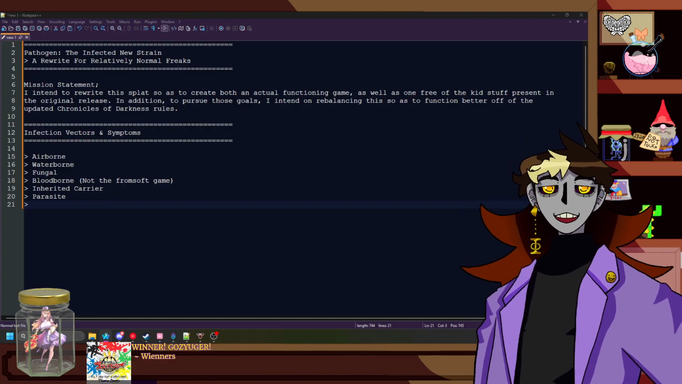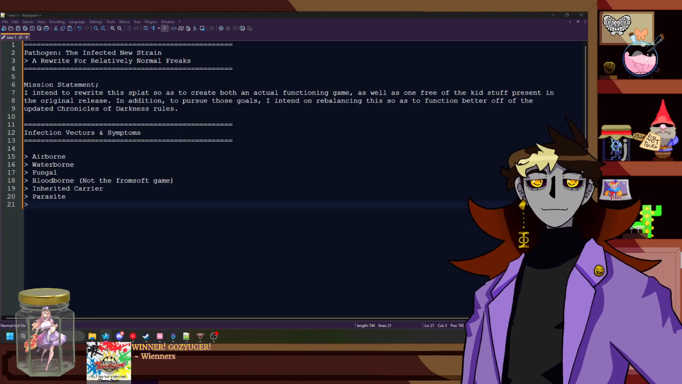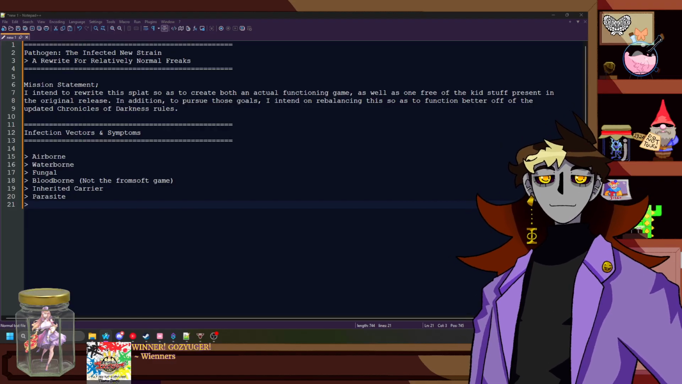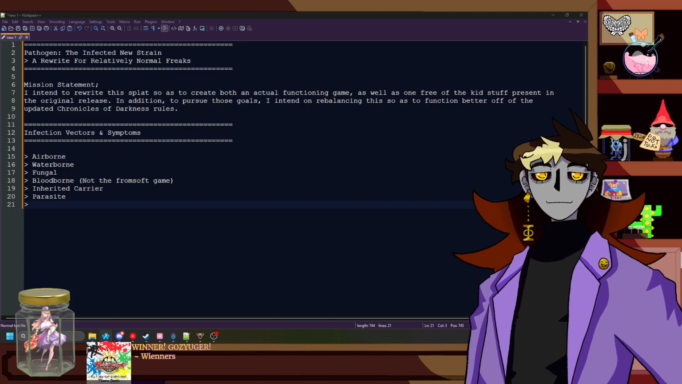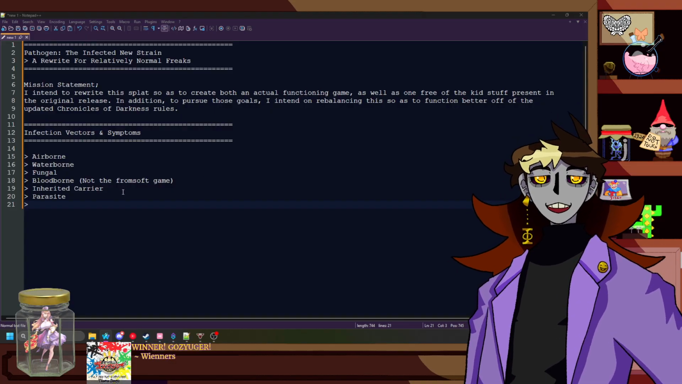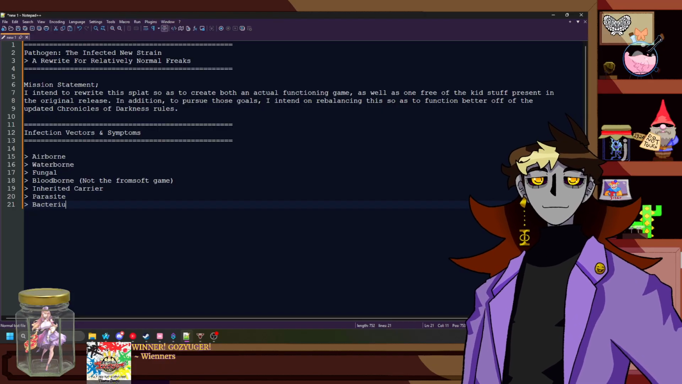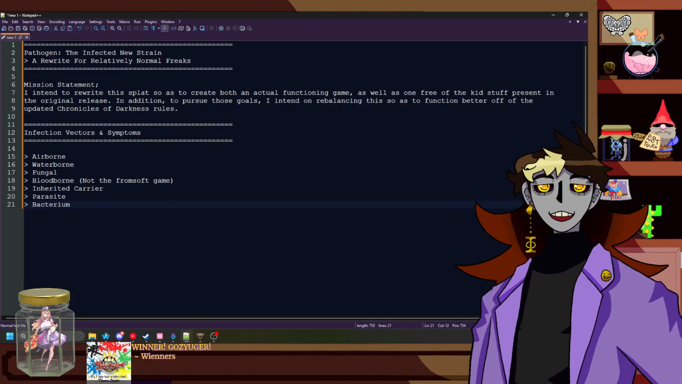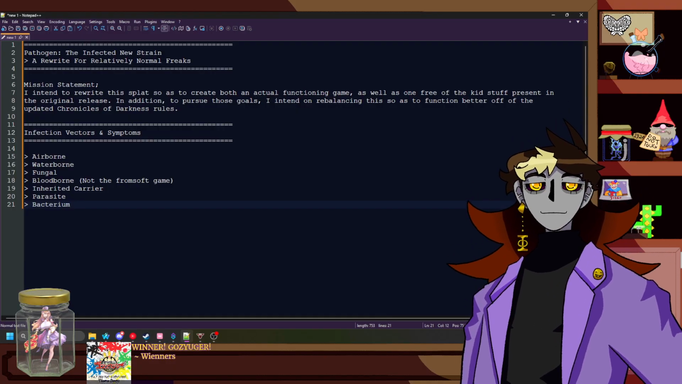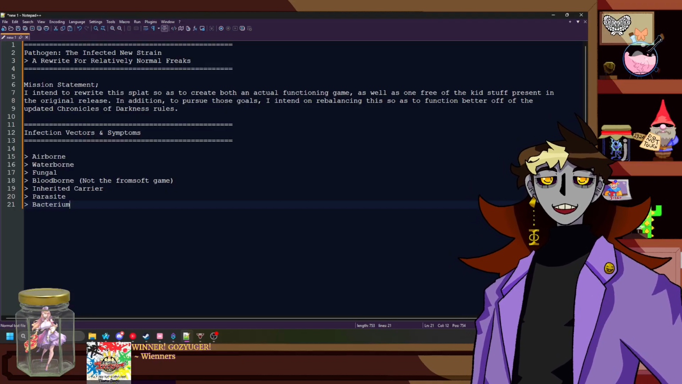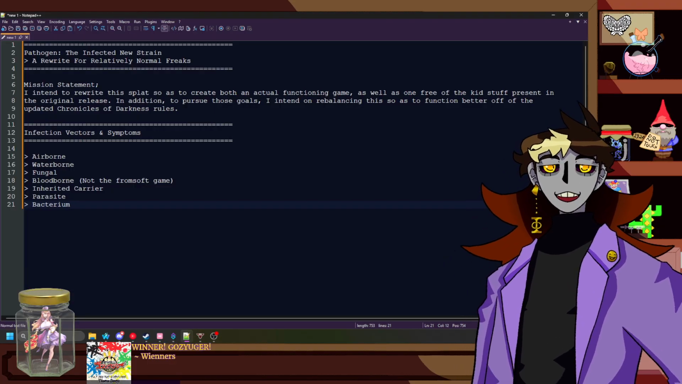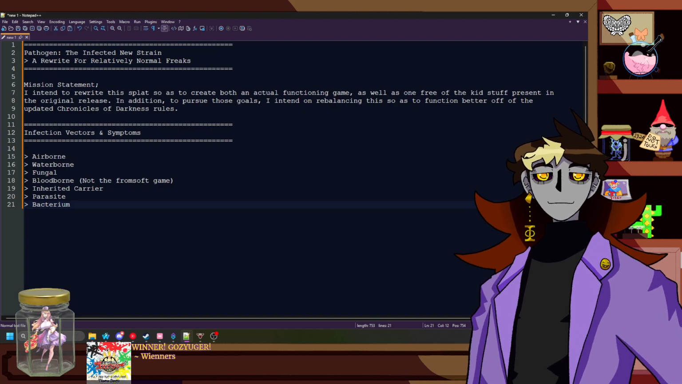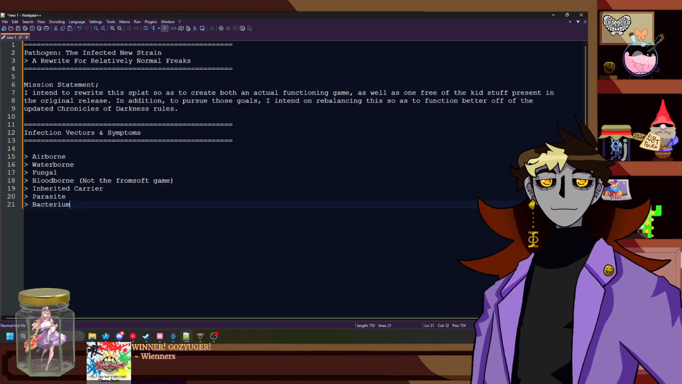Trying to think of other infection methods that may exist. Let's see. Oh fuck! You know what? Bacterial infections. Forgot about that. So airborne, waterborne, fungal, bloodborne. It would be really funny to see people try to merge vampire and this using the Bloodborne sort of infection method. Inherited carrier, parasite, bacterium. That's one more. That's one more.